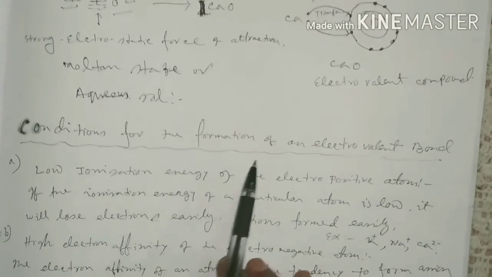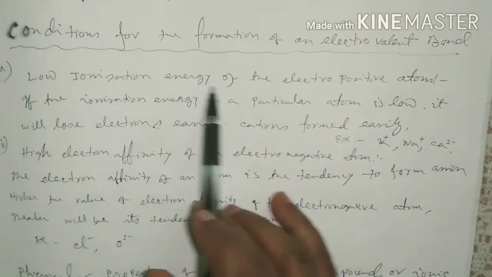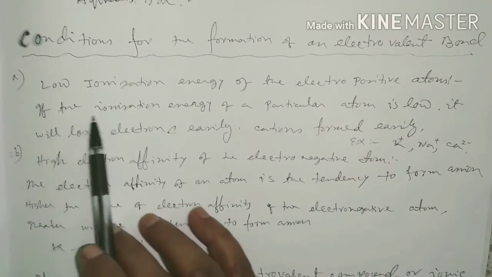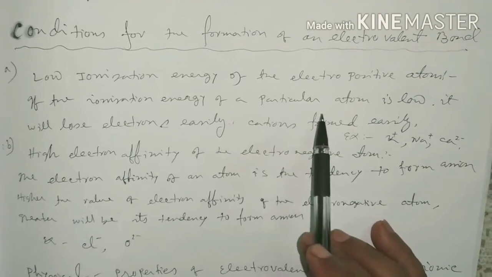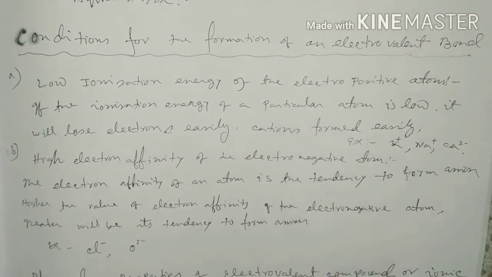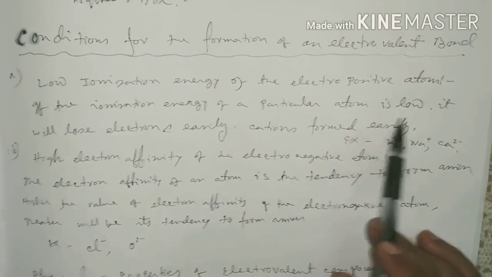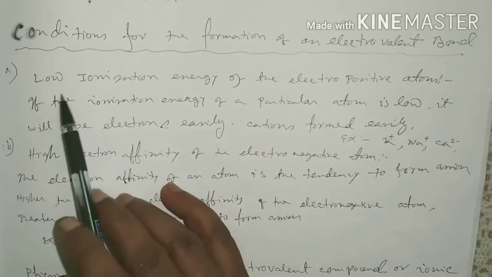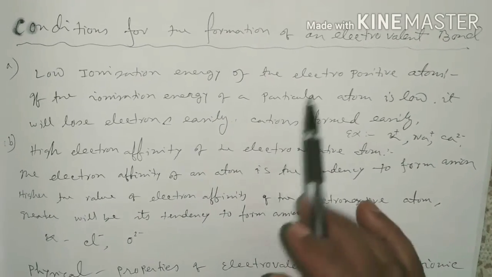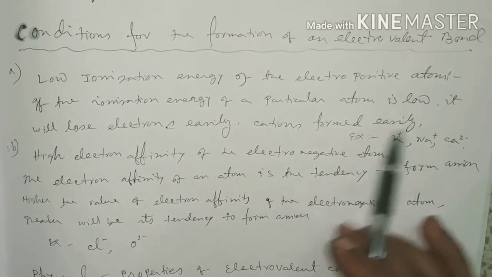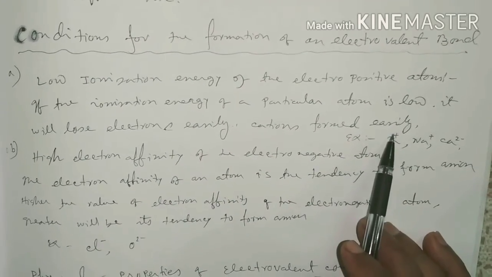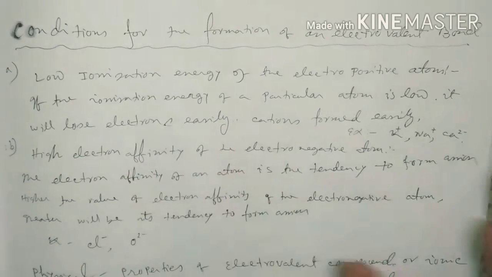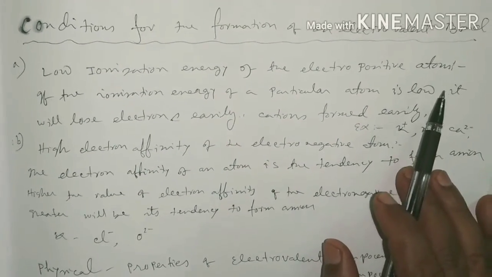Okay, now conditions for the formation of the electrovalent bond: the low ionization energy of the electropositive atoms. Because of low ionization energy, the electron in the outermost orbit is released, and the non-metal element accepts it. Here all are metals, that means the outermost orbit electron is there, the atomic size is very large, and they donate the electron because low ionization energy is required. Otherwise the electron cannot transfer and cannot make the bond.